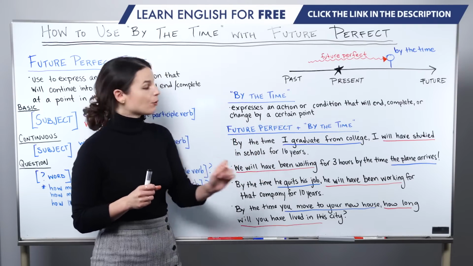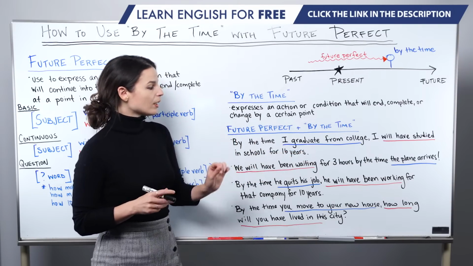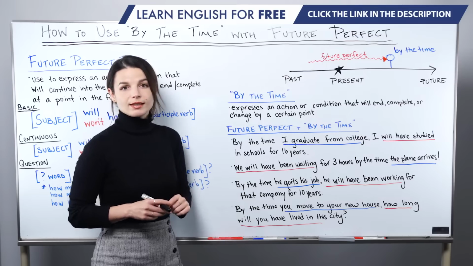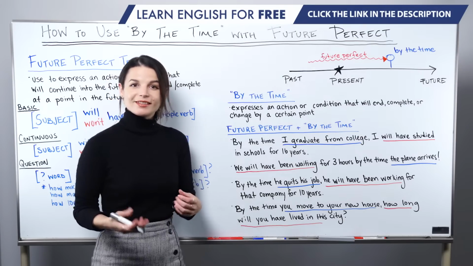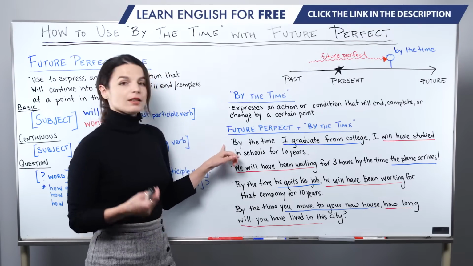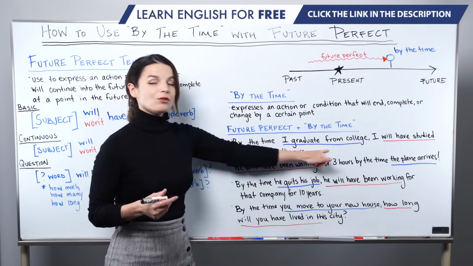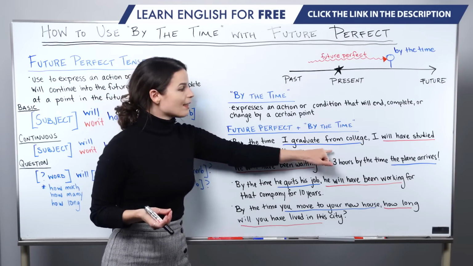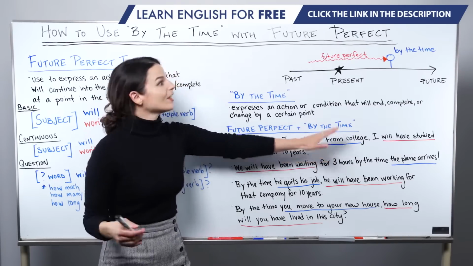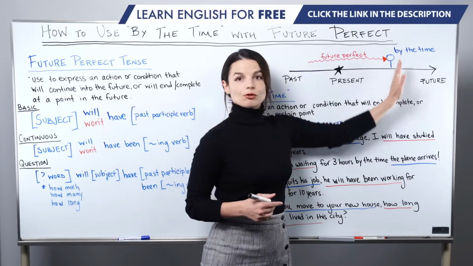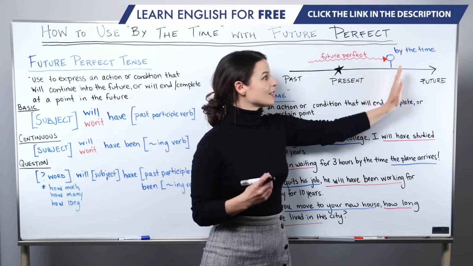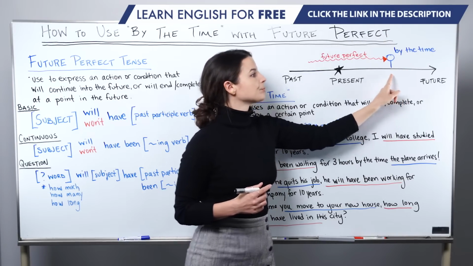By the time I graduate from college, I will have studied in schools for 16 years. So let's break this sentence down. First, we have the by the time expression. So here, by the time I graduate from college. So this point, graduating from college, is our key point in the future. This is a future moment, a future point in time here.